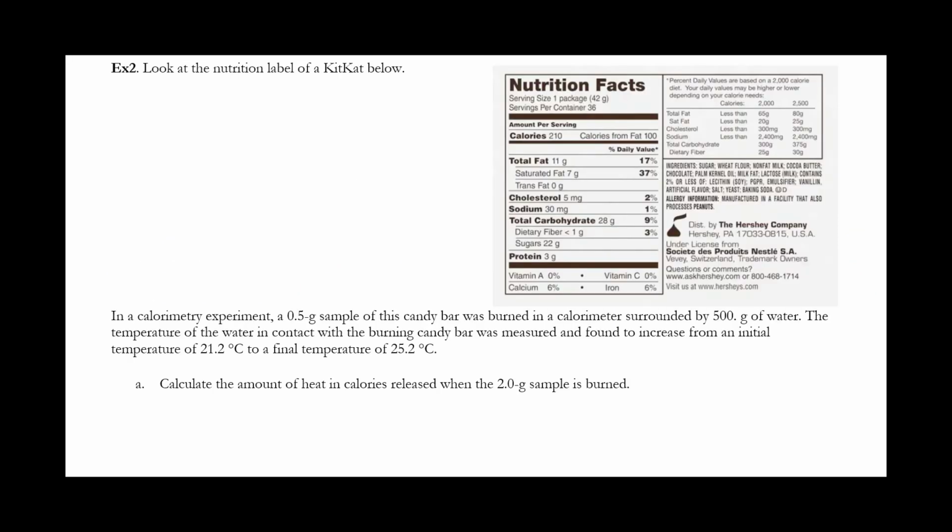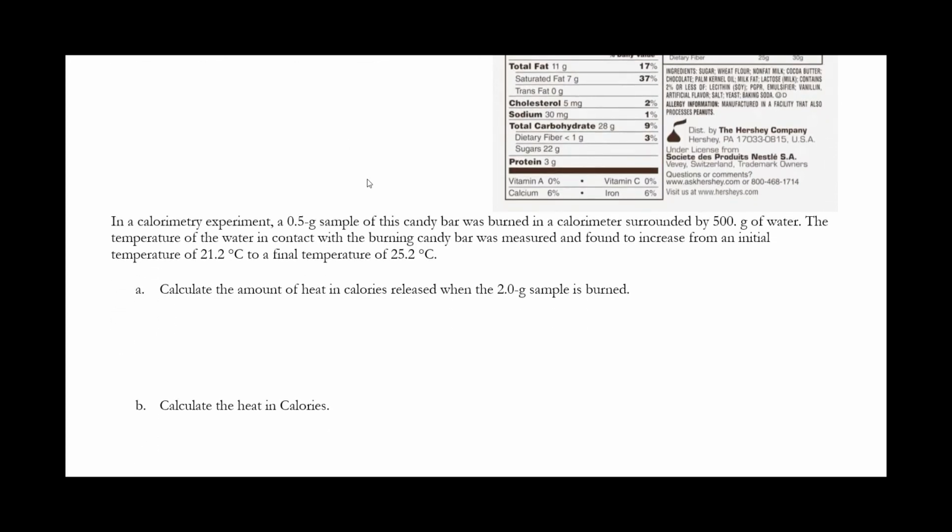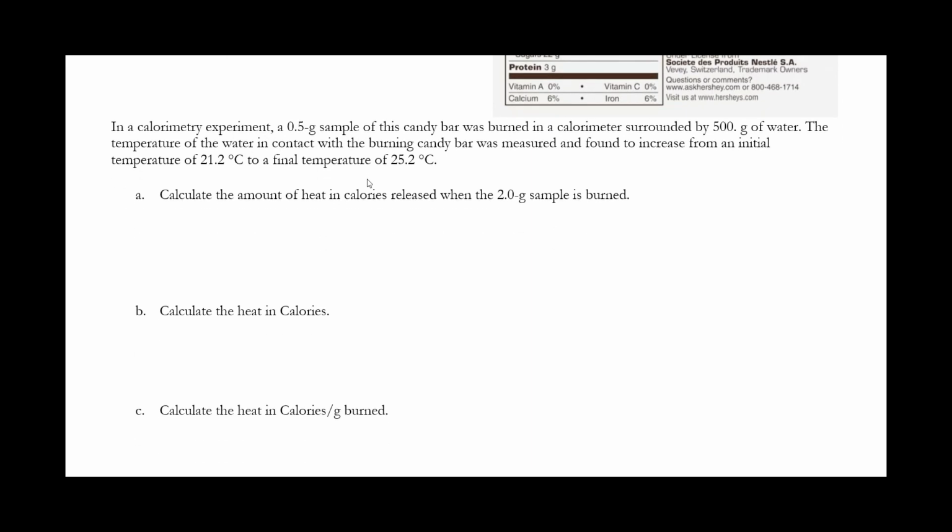So let's look at the next example. So here I have a 0.5 gram sample of my candy bar, and it's burned in a calorimeter that is surrounded by 500 grams of water. It says the temperature of the water in contact with the candy was measured and found to increase from 21.2 to 25.2. So if you want to challenge yourself, pause this video and you try it yourself. And then I will actually do it with you. So calculate the amount of heat and calories released when the sample is burned.